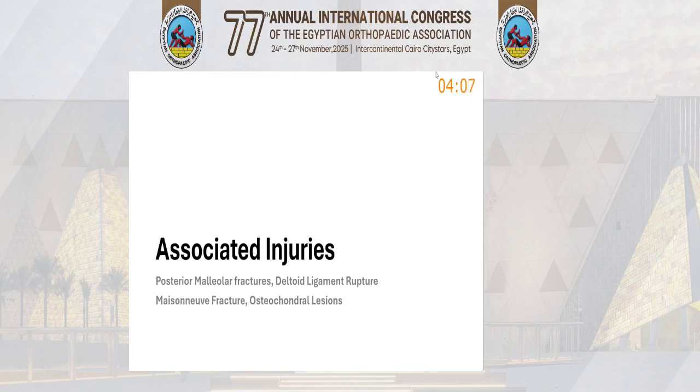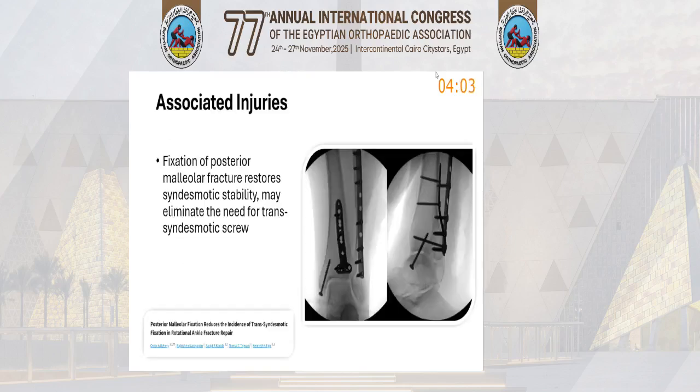Associated injuries: posterior malleolus fracture, deltoid, Maisonneuve, osteochondral lesions. For the posterior malleolus fracture, fixation of the posterior malleolar fracture restores the syndesmotic stability, and it may even eliminate the need for a transsyndesmotic screw after fixation of the posterior malleolus.